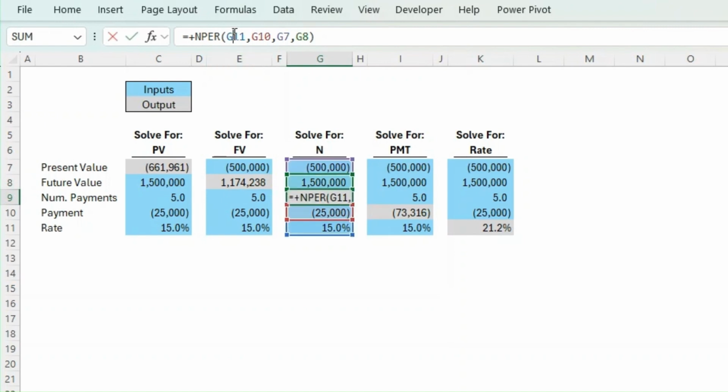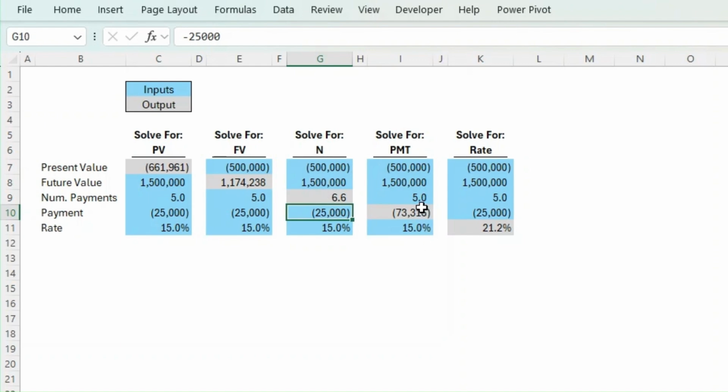Jumping down to N, same concept. We're going to solve for the number of payments it takes to achieve going from 500,000 to 1.5 million with $25,000 payments every period. And so we would need 6.6 periods. In this case, we're talking about years to achieve the 1.5 million.